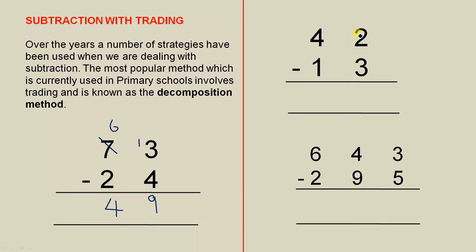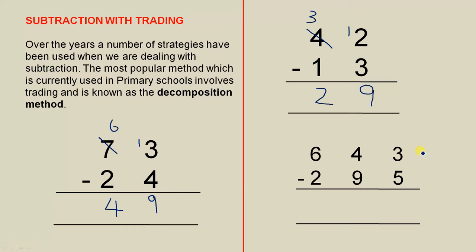42 minus 13. 2 take away 3 we cannot do. That's 4 tens there, so we change that to 3 tens, and we put one of the tens there. 12 take away 3 gives us 9. 3 take away 1 gives us 2, and the answer is 29.